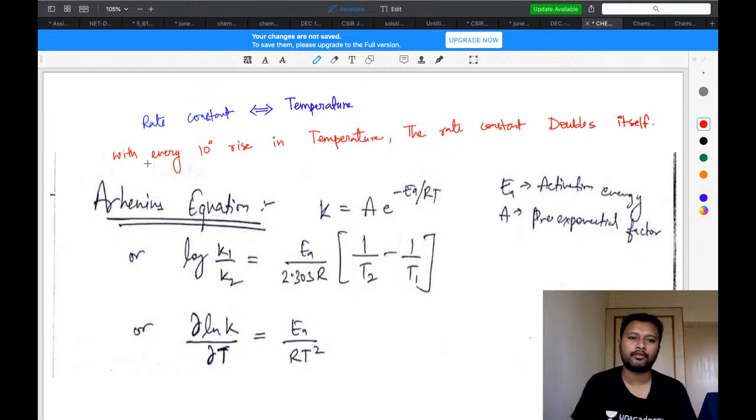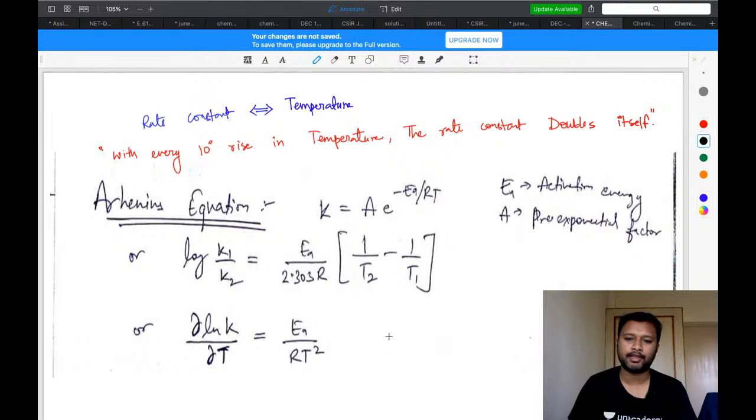This particular thing was observed before the Arrhenius equation. Arrhenius equation just gave it a proper mathematical form. So it's given as K is equal to A e to the power minus EA by RT, where EA is called your activation energy. Activation energy is the minimum amount of energy which is required for a particular reactant to get converted into product. So when a reactant is getting converted into product, it has to overcome an energy barrier, and that energy barrier is called your activation energy.